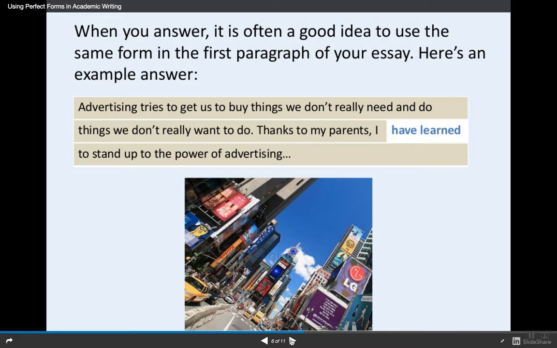When you answer, it is often a good idea to use the same form in the first paragraph of your essay. Here's an example. Advertising tries to get us to buy things we don't really need and do things we don't really want to do. Thanks to my parents, I have learned to stand up to the power of advertising. And then you know that this writer is going to go on and explain the story of how that happened, probably using the past tense.